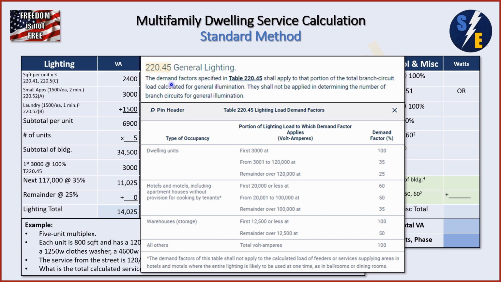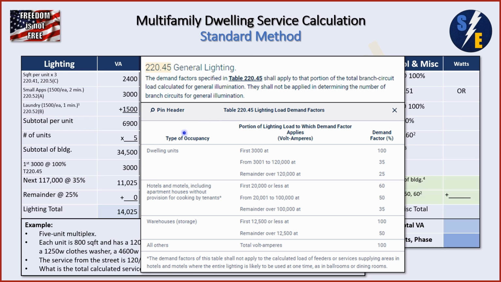And here we are. It says the demand factor specified in table 220.45 shall apply to that portion of the total branch circuit load calculated for general illumination. They shall not be applied in determining the number of branch circuits for general illumination. Okay, that last sentence, all that means is you can't use this table in figuring out how many lighting circuits you have in your house or in your dwelling, or in this case, in your multifamily dwelling. That is based on square footage, and that's a different calculation. This is strictly for determining what your demand factor is for your general lighting load that you already figured out.